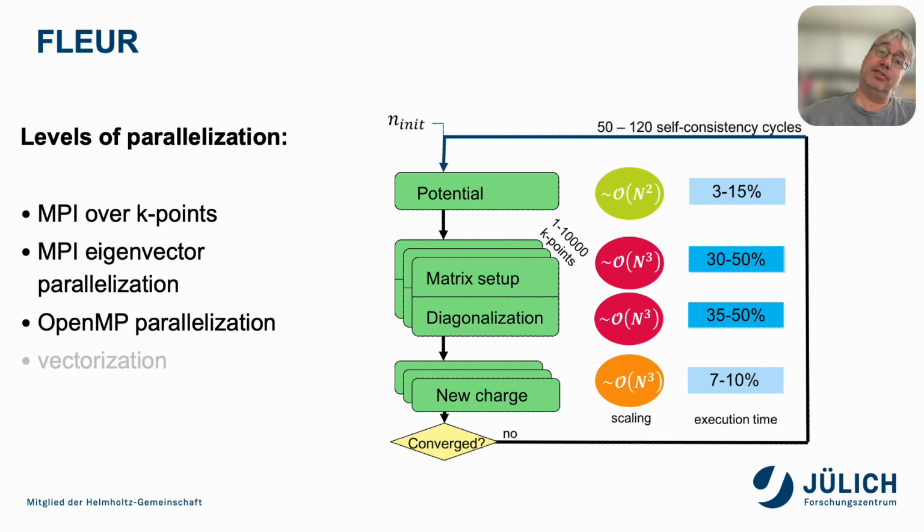In addition to these two parallelization levels, we also have an OpenMP parallelization in the code. The OpenMP parallelization is somewhat additional to these k-point and eigenvector parallelizations, and it is employed in all parts of the code and can be used to use multiple cores on a single node. We also have a vectorization, but we won't discuss this in any more detail here.